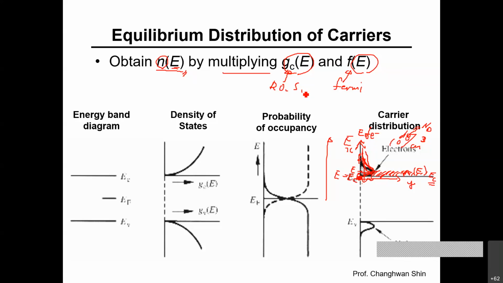Here in the conduction band, we are looking for an engineering solution, n(E), the electron concentration as a function of energy. How do we approach this problem? The first step is we should understand how energy states are distributed in the conduction band.